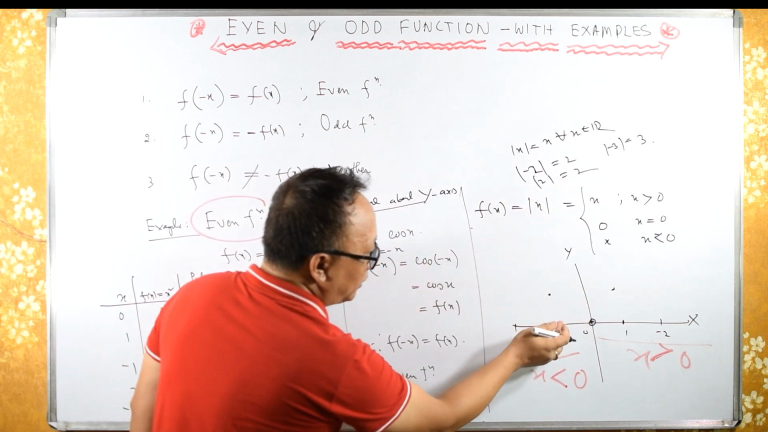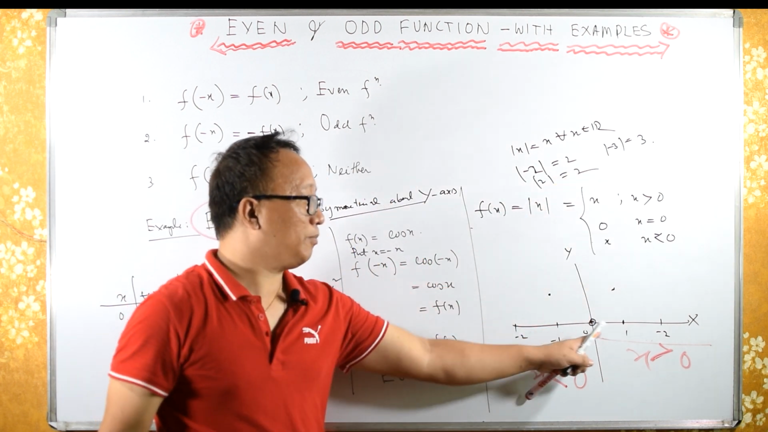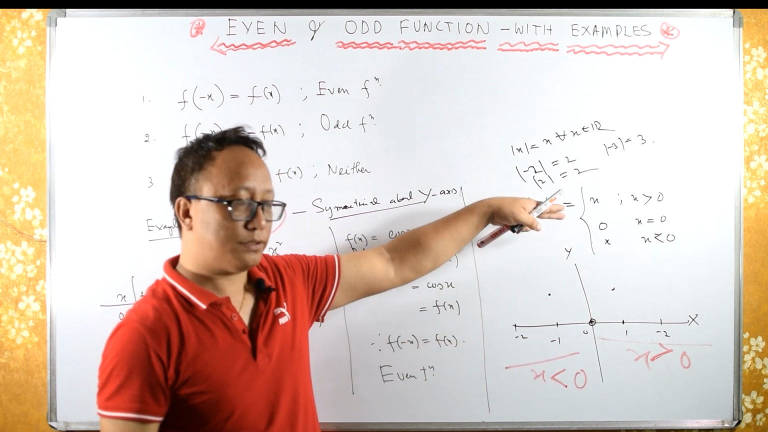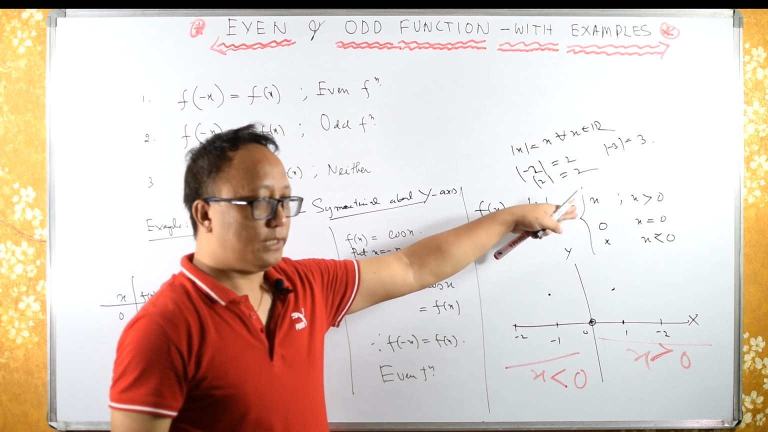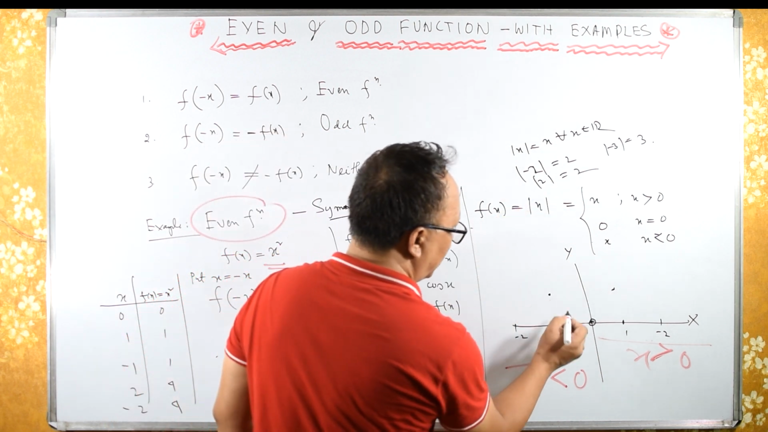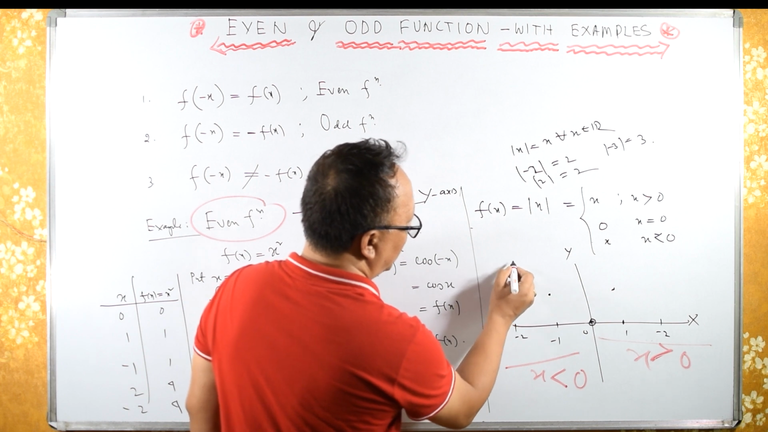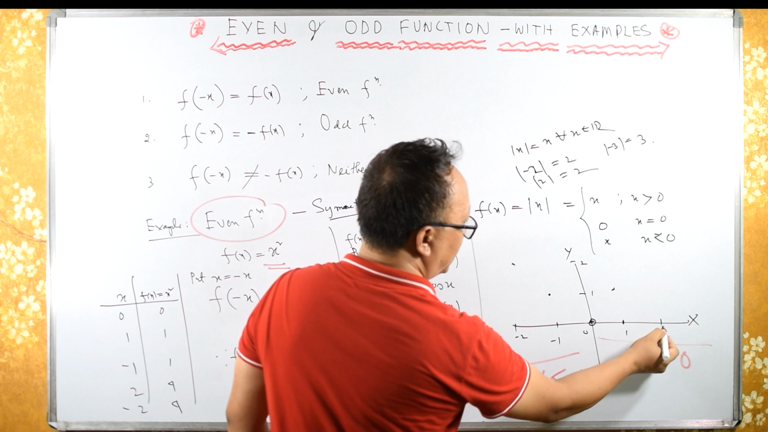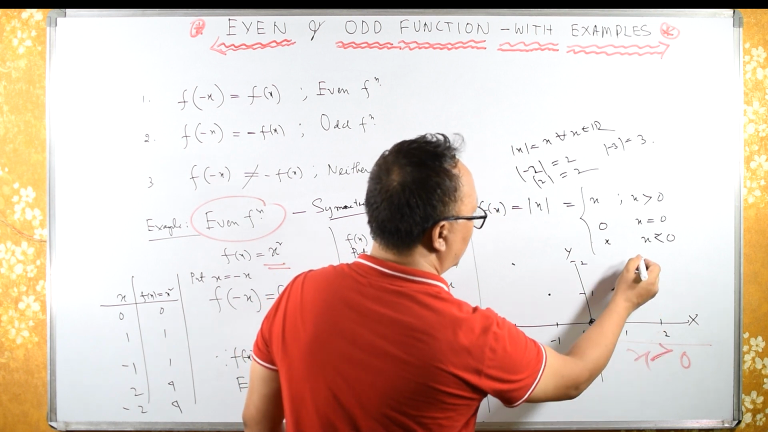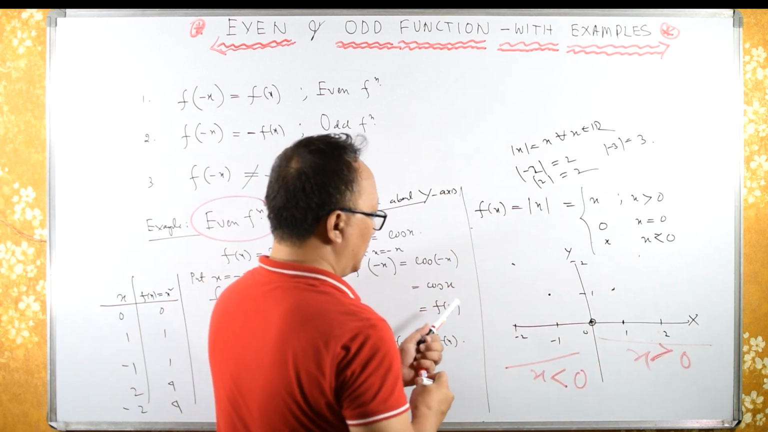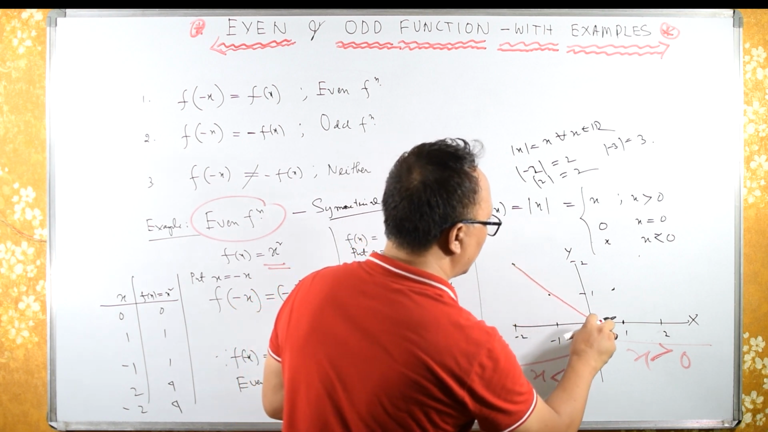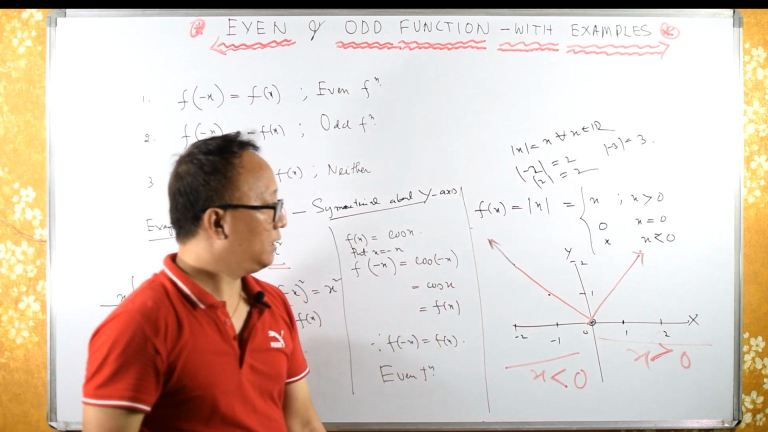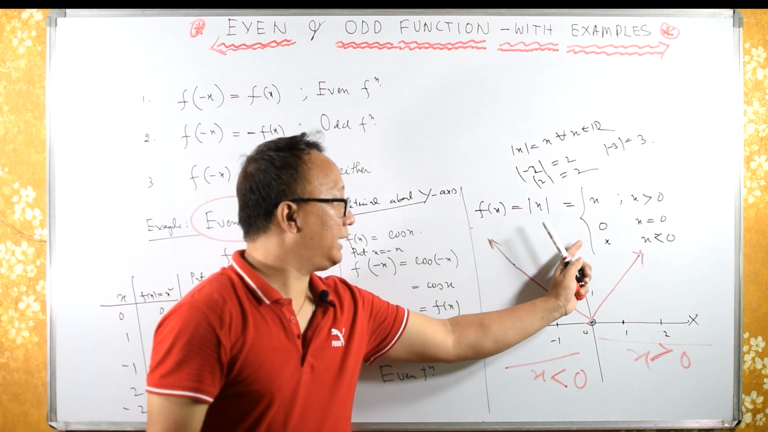Whenever you take any value, whether minus or plus, its image f of x lies above the x-axis. If you take minus 2, you will get 2 over here. Similarly, if you take 2, you will get 2 over here. So the graph goes like this. Similarly, this also is symmetrical about the y-axis.